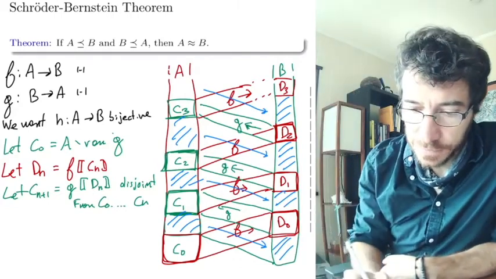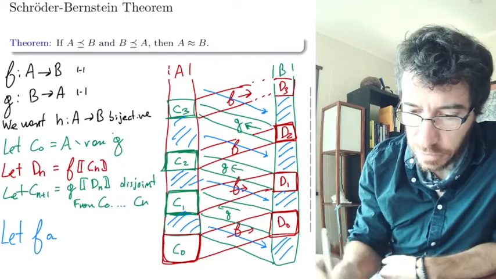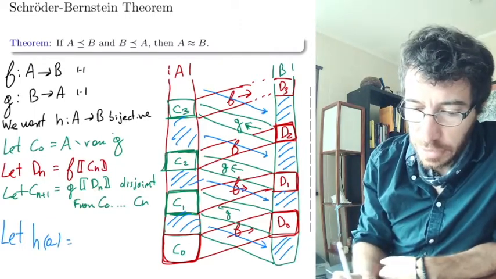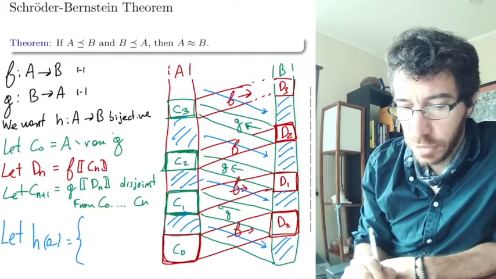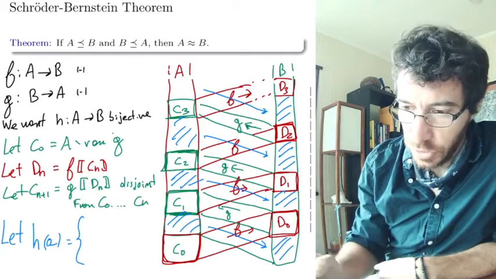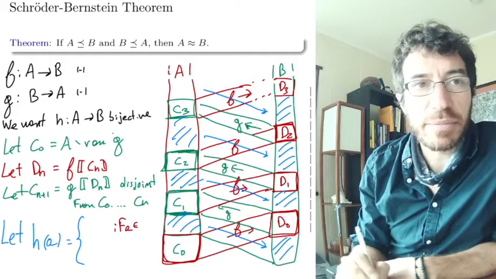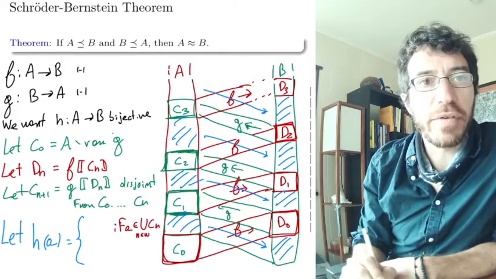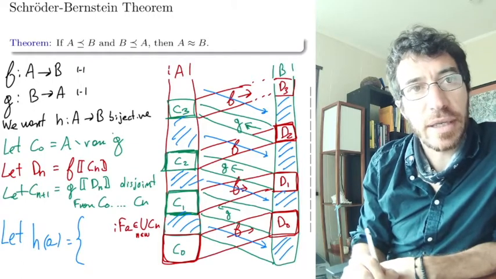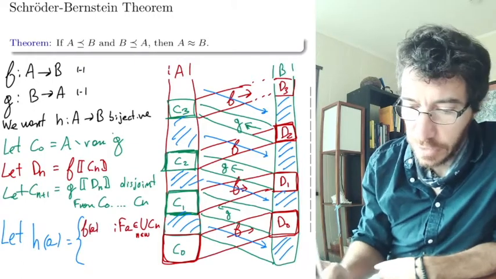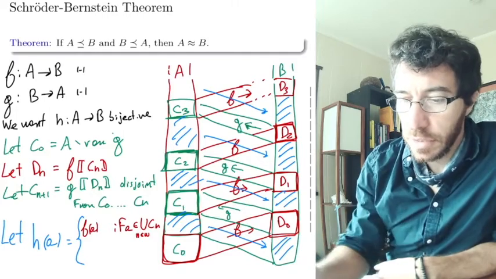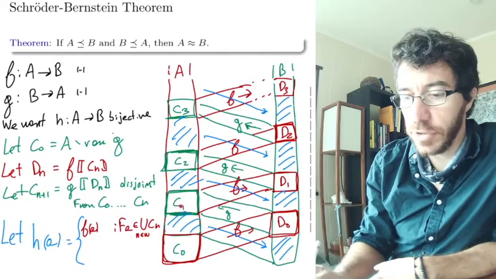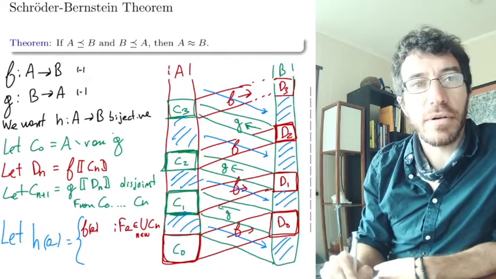So we're going to let H of an element A in A be, depending on which case you are. If A belongs to the union of the Cn's, so if it belongs to one of these guys, then we use F of A. So that means if it's right here, it will go through F there. If it's here, it goes through F there. If it's here, it goes through F over there.